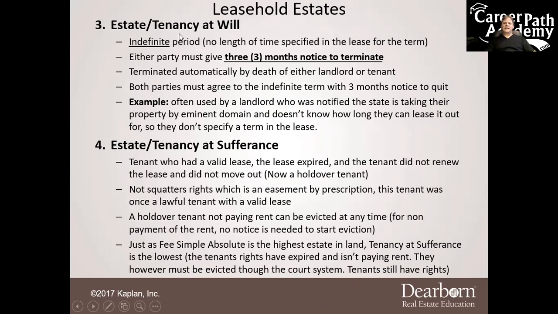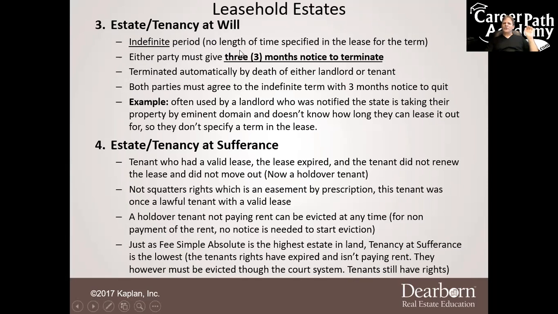All right, tenancy at will, estate or tenancy at will. This one is for an indefinite period of time. This is why I want you to cross it out, because I didn't want you to associate that word with periodic estate, because it'll matter come exam time. An estate or tenancy at will, at the landlord's will. It's an estate for an indefinite period of time.